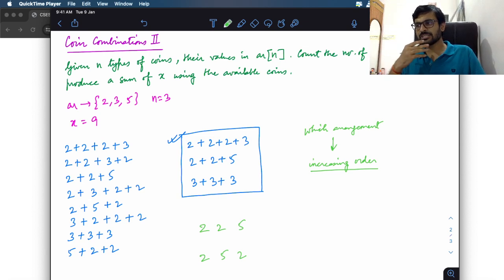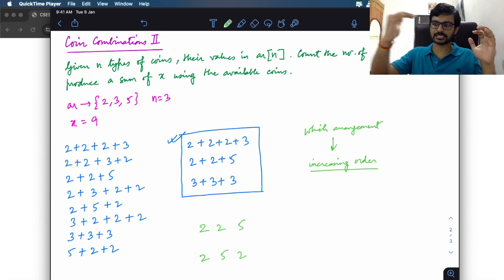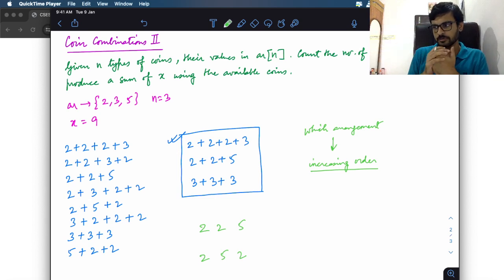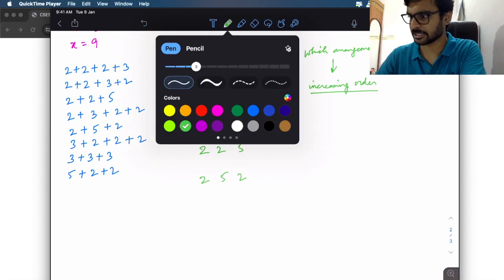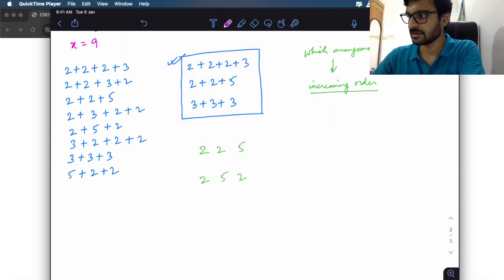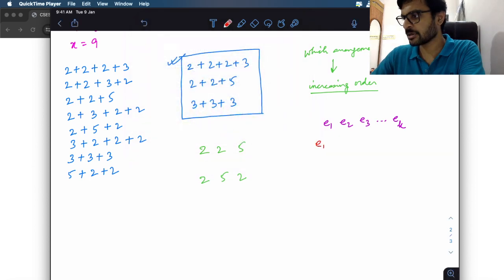Now in the increasing order, if we want to find out how many such choices are possible, such that for every choice my first elements are less than or equal to the next elements, and so on. So for each choice, let's say element 1, element 2, element 3, dot dot dot element k, I want this order: element 1 is less than or equal to element 2, which is less than or equal to element 3, and so on up to element k.